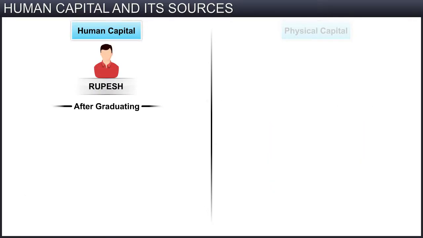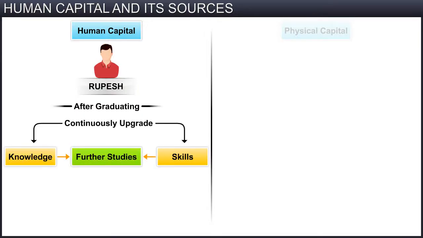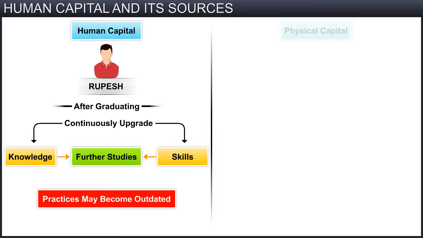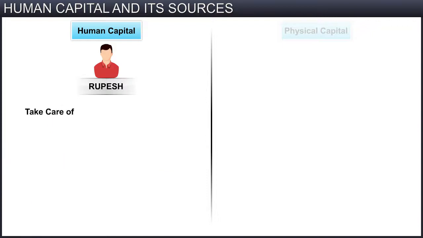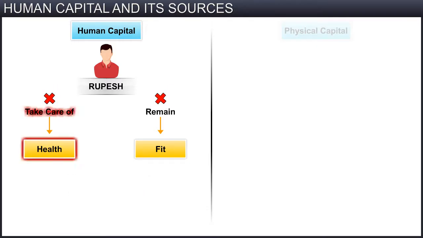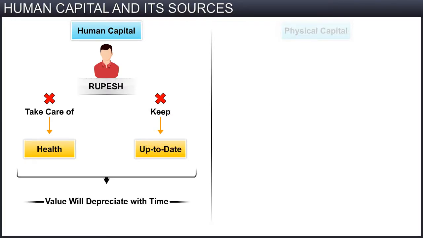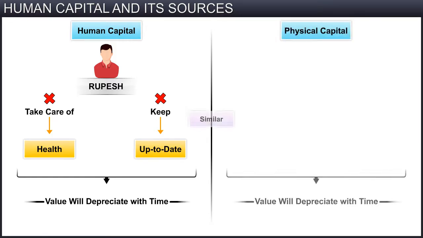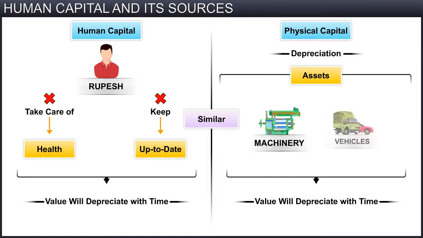Even after graduating, Rupesh needs to continuously upgrade his knowledge and skills through further studies. Otherwise, his practices may quickly become outdated. He also needs to take care of his health and remain fit. Otherwise, his efficiency may suffer. If he doesn't take care of his health or keep up to date, his value vis-à-vis other human capital will depreciate with time. This is very similar to the depreciation of some kinds of physical capital, like machinery or vehicles.